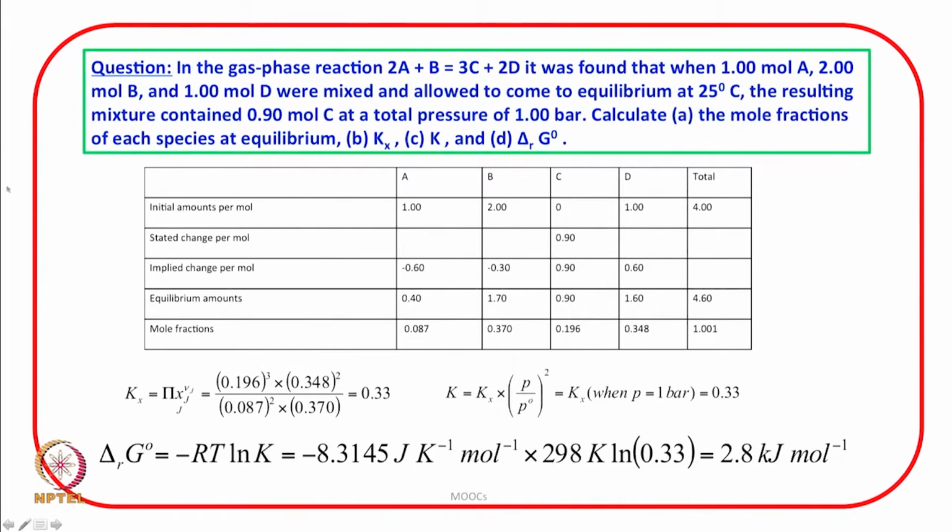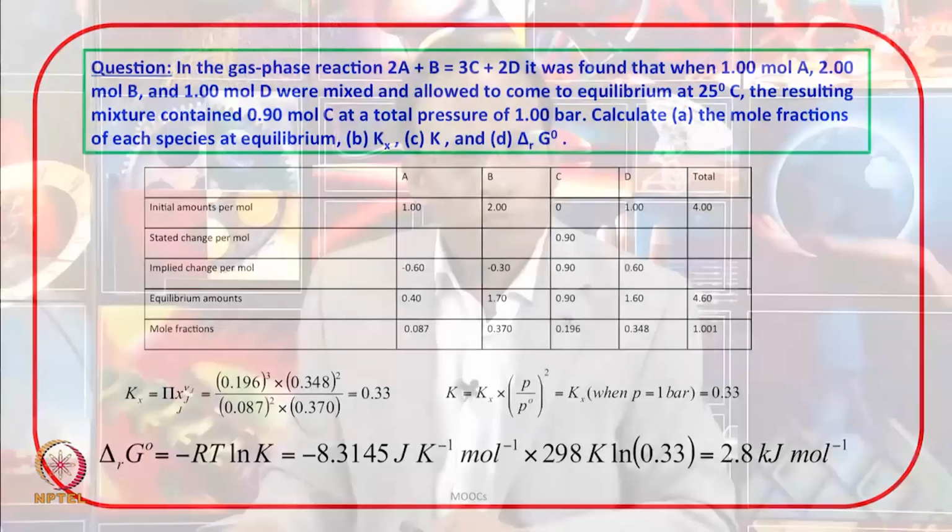So, this question describes how you can make use of the information on just the amount of one of the reactants or one of the products to calculate the amount of the other species present at equilibrium. Once you know the amount of each species present at equilibrium, then you also know the total amount, you can calculate the mole fractions, and from the mole fractions one can calculate Kx, and once you have Kx and the total pressure information, you can calculate the value of K.